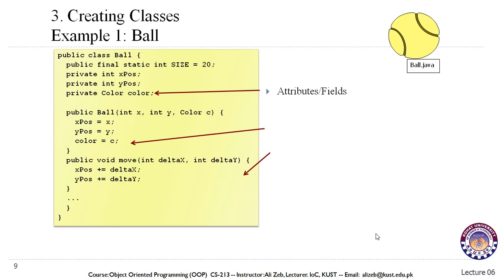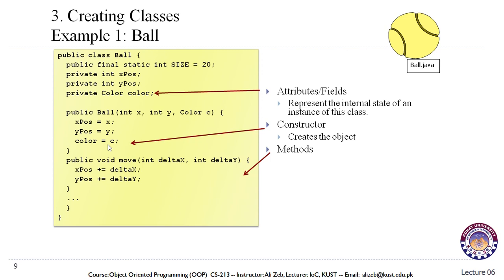If we look at the complete example over here of the ball class, we have the attributes of the class that represents the internal state of an instance of this class. So these are the attributes that show the state of the class. We use the constructor to create the object and initialize its values as we can see over here, and then we can use the methods to implement the processing performed by or to an object upon updating its states.